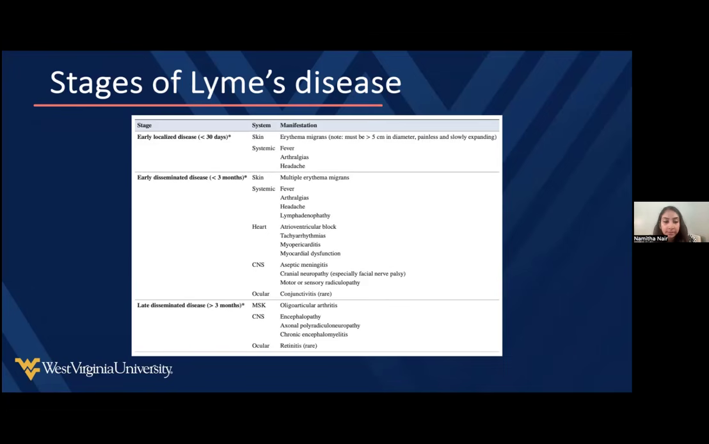And then the late disseminated disease, which is after 3 months. That's when we start noticing the true Lyme's arthritis, along with some of the other CNS complications and retinitis. If you look at the stages, you will notice that I have arthralgias mentioned at every stage. The first two are basically just generalized aches and pains, kind of like a reactive arthralgia. Whereas the last one, in the late phase, is what we are mainly concerned about when we say Lyme's arthritis.